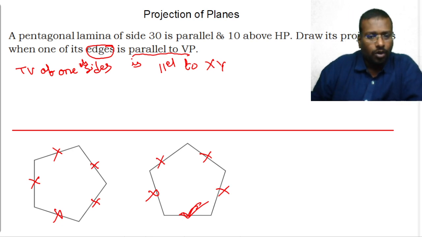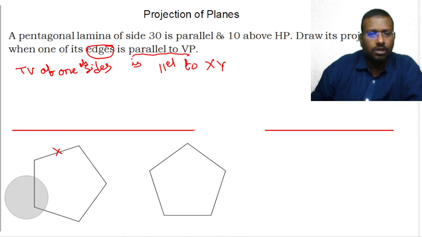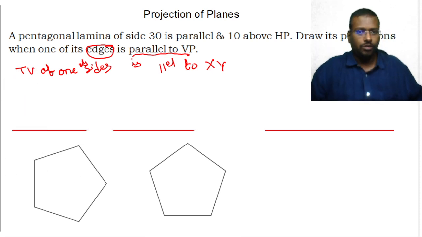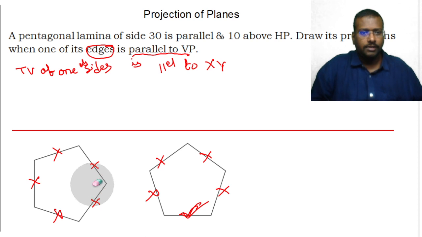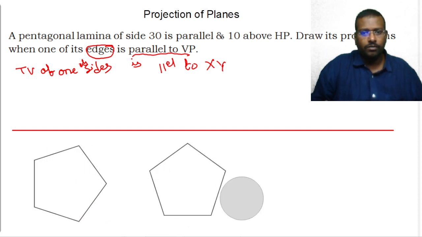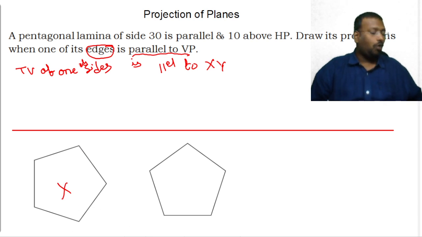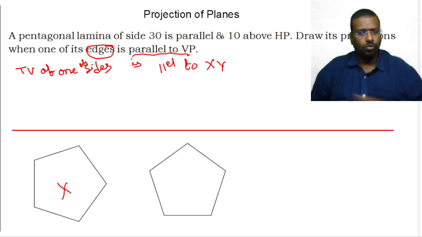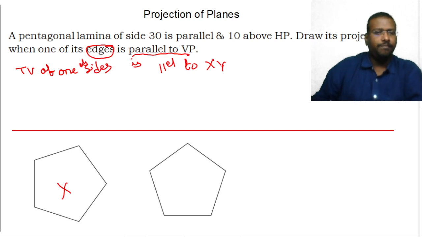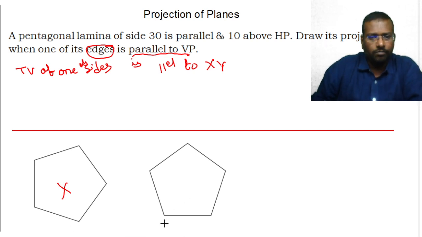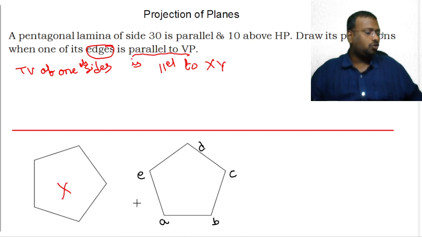So what is our correct answer? The first picture is wrong. The second picture is the right one. Good, sir. Then how do we give the numbers to it? Mostly I'll start numbering from here. This is A, B, C, D, E. Okay, sir, the top view is okay.